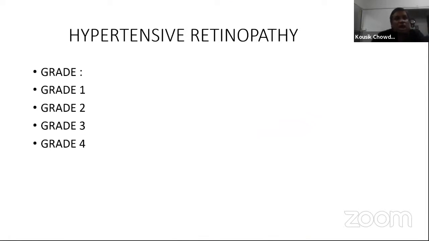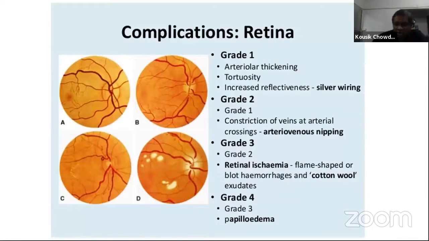Now come to hypertensive retinopathy. Hypertensive retinopathy is divided into grade 1, grade 2, grade 3, and grade 4. This is the overall picture of hypertensive retinopathy. In grade 1, what is happening? Arterial thickening and arterial tortuosity. We are seeing increased reflectiveness, silver wiring of the artery also.